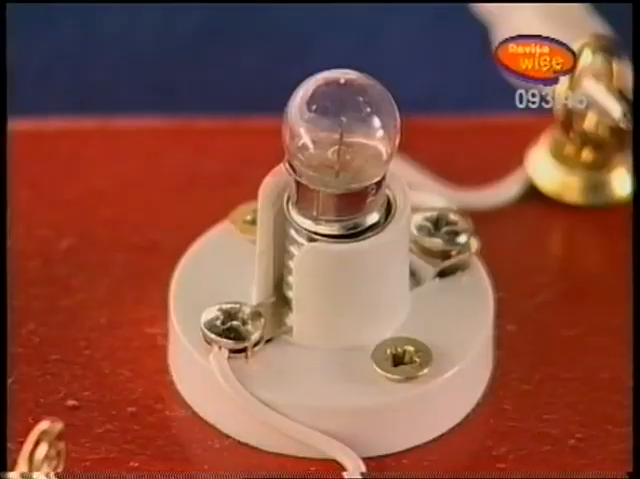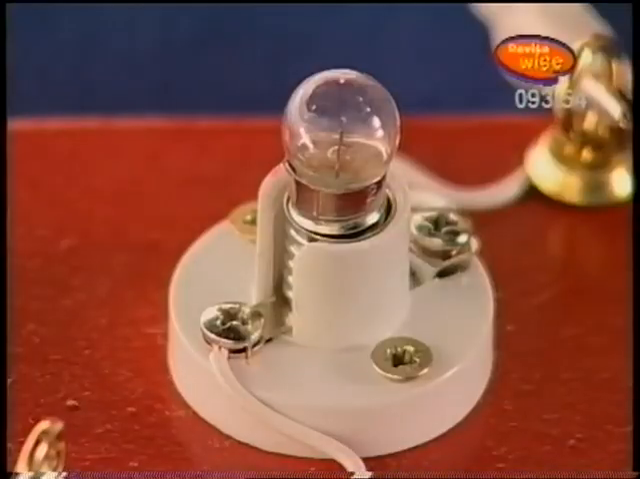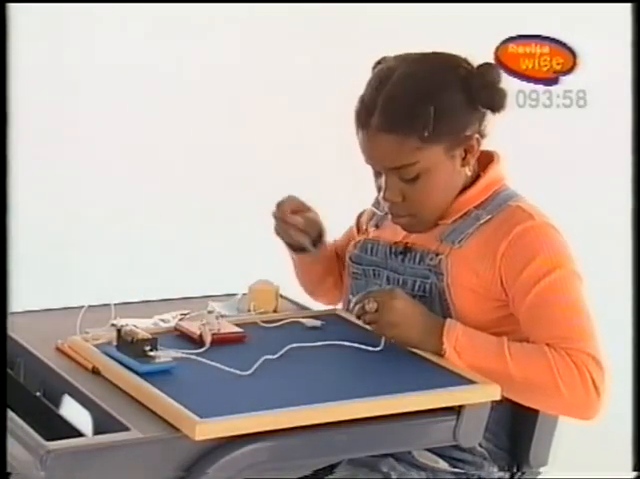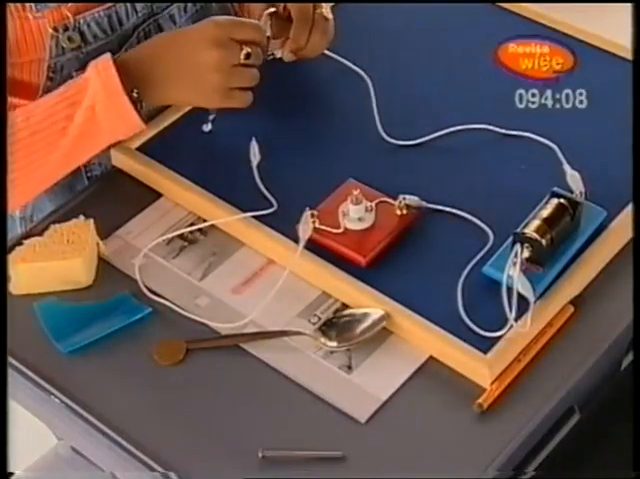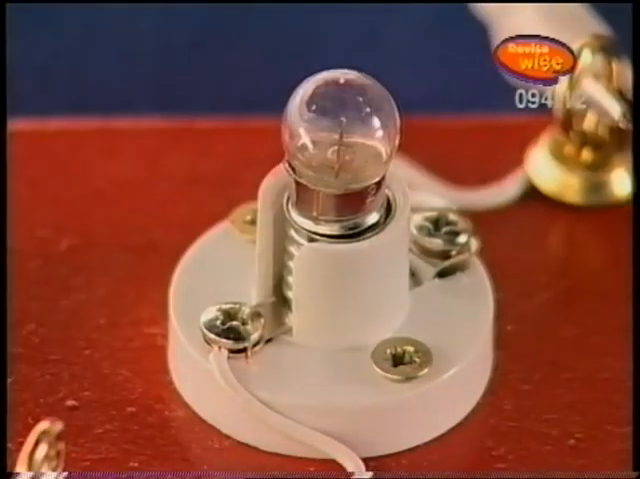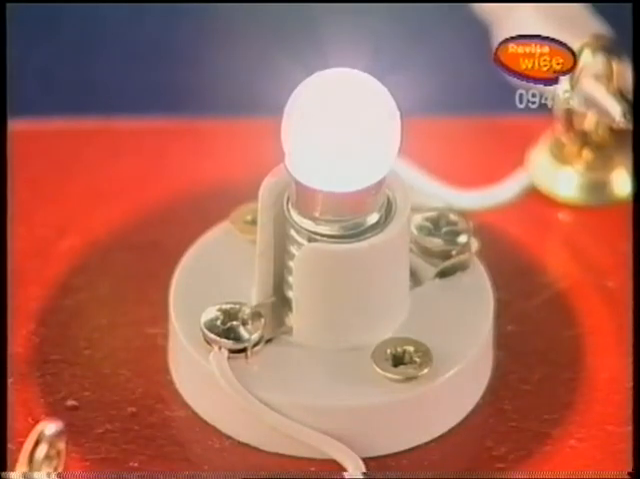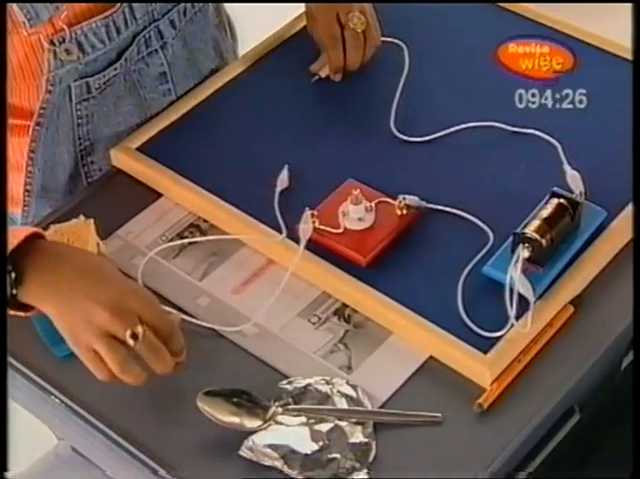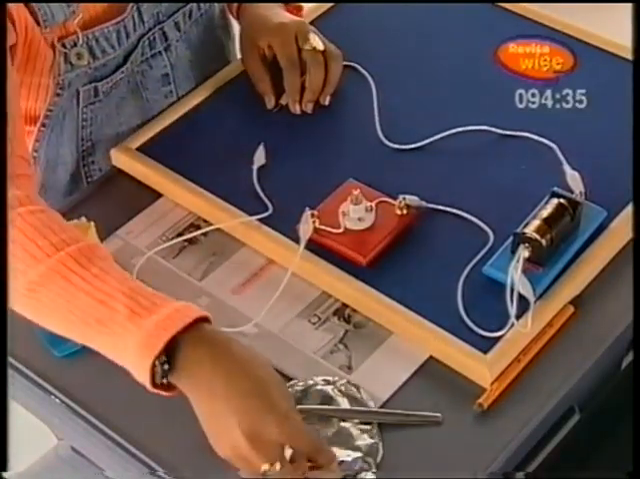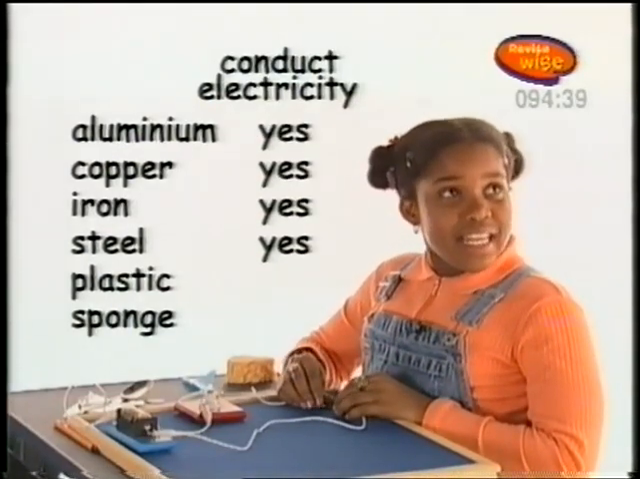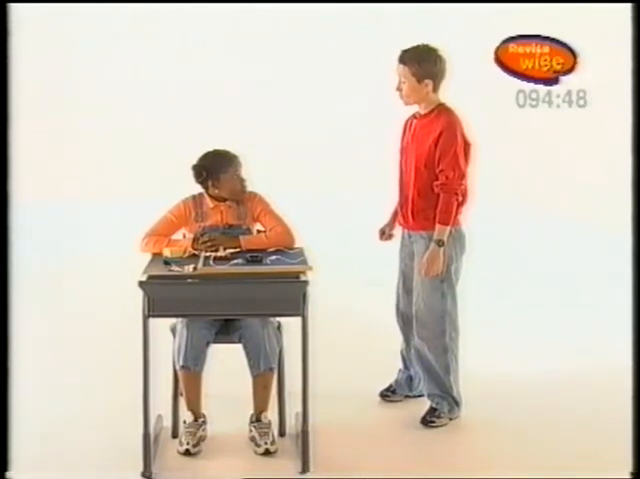Sponge. No light. Plastic. No light. Iron. Light. Aluminium. Light. Steel. Light. Copper. Light. Okay, so aluminium, copper, iron and steel conduct electricity, but sponge and plastic don't. So, all the metals we tested conduct electricity, but the plastic and the sponge don't conduct electricity.